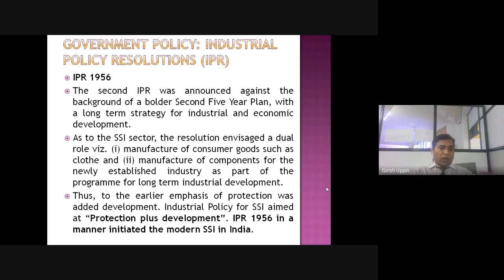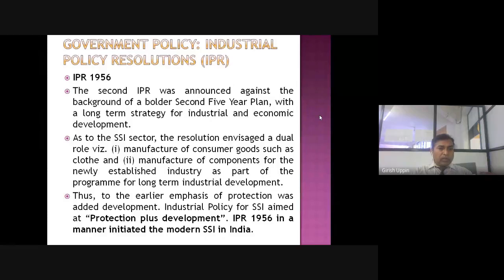Next one is the IPR 1956. The first IPR, 1948, focused more on the protection of the small scale industry. With the next IPR, 1956, the protection had been achieved to the greatest extent, and the strategy, objective and intention was to protect as well as develop the small scale sector. The second IPR was announced against the background of the bolder Second Five-Year Plan, with a long-term strategy for industrial and economic development.